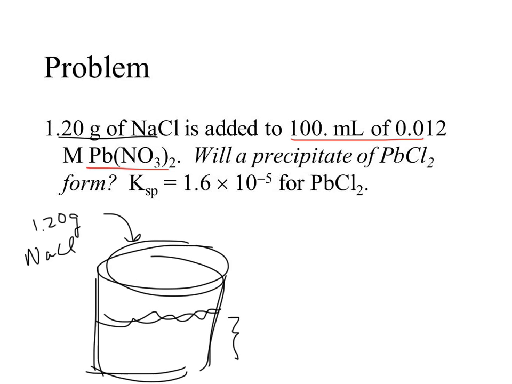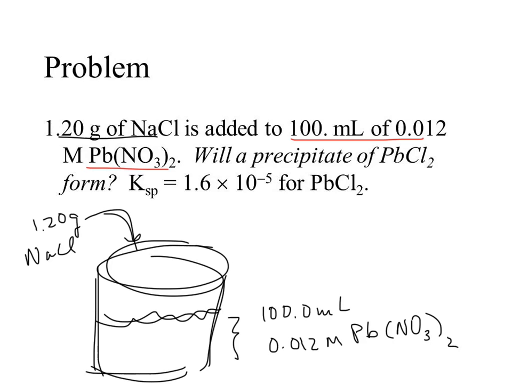How's that? Thank you. So that stuff down there is 100.0 milliliters of 0.012 molar PbNO3, so lead 2 nitrate. So you read it a few times, and you're like, all right.